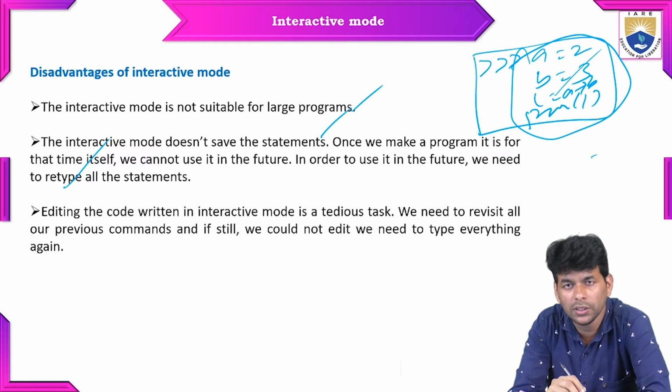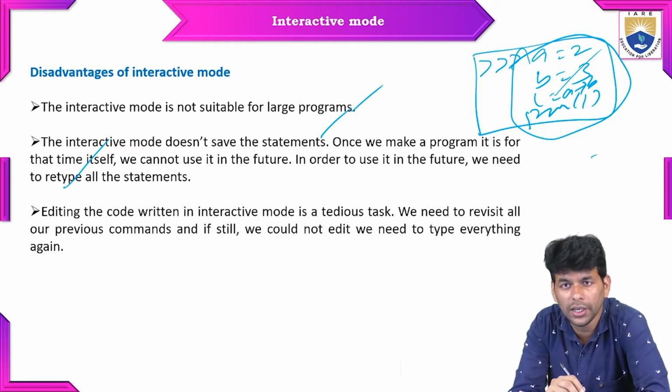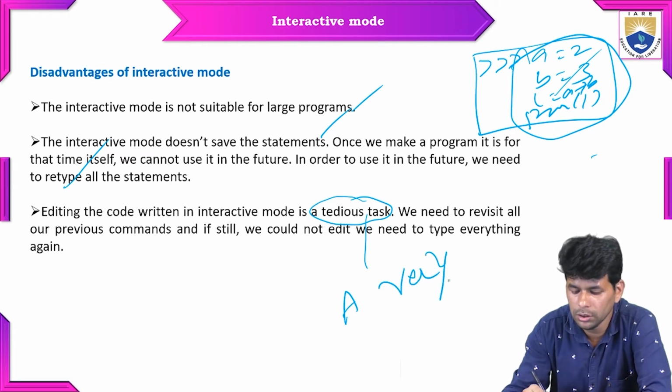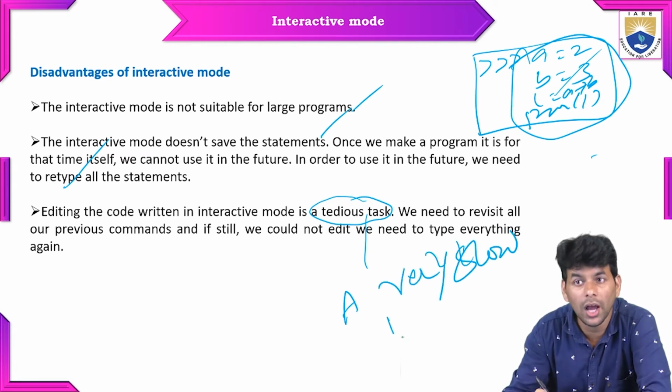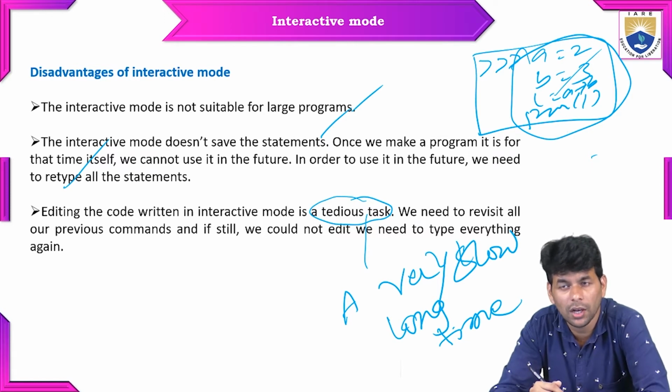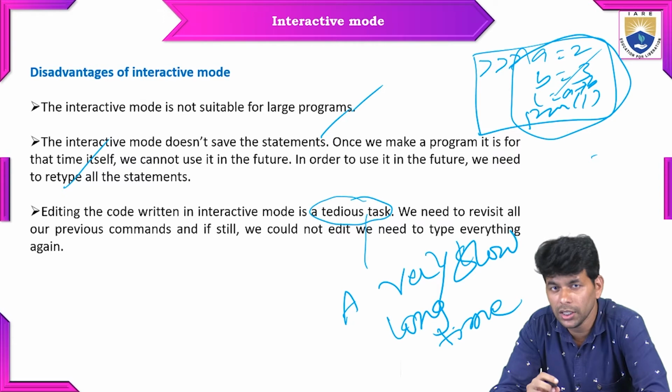Then the next disadvantage is that editing the code written in interactive mode is a tedious task. A tedious task means it is very slow and takes a long time. We don't want that at all. What we need is fast, simple work, and that is the reason Python was introduced. So we do not use interactive mode for larger programs. This is the main disadvantage of interactive mode.